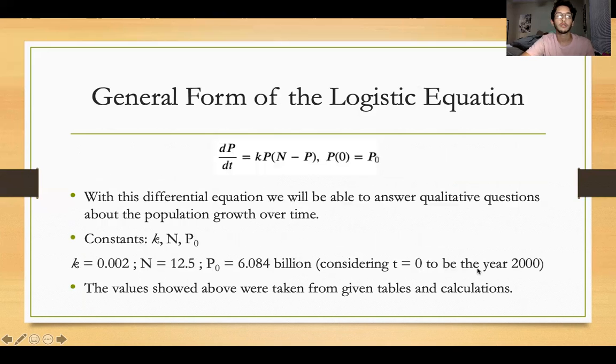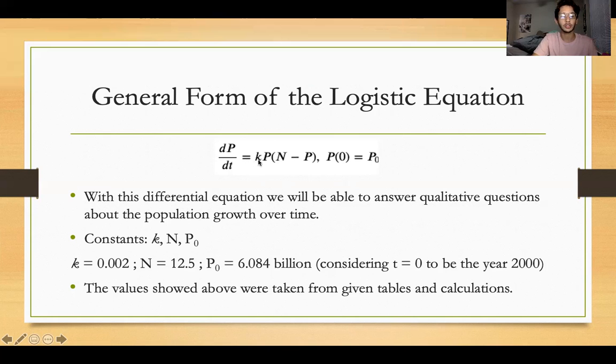Here we have a general form of the logistic equation. As you can see, it's a very simple differential equation that contains two constants. So using this differential equation, we'll be able to answer multiple qualitative questions about the population growth over time.